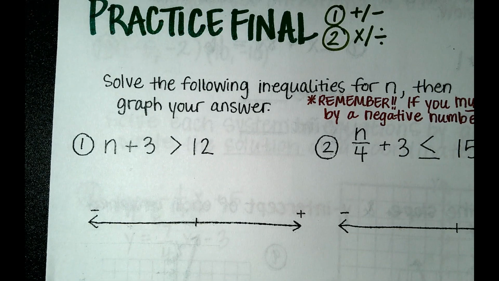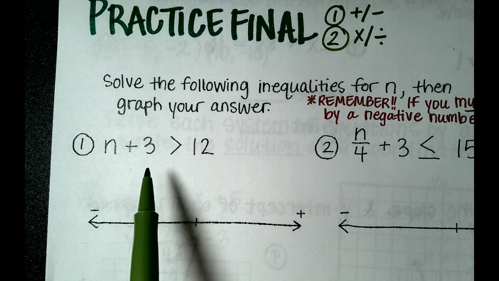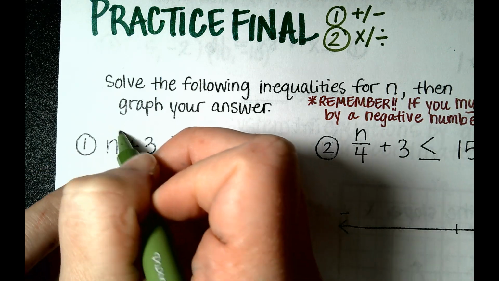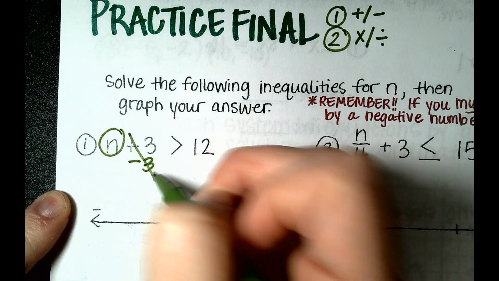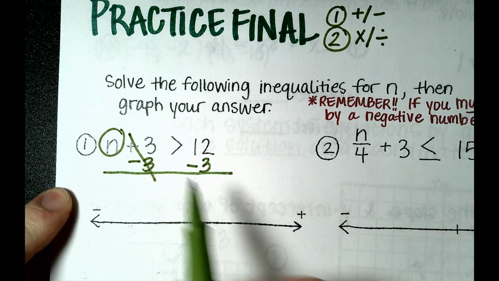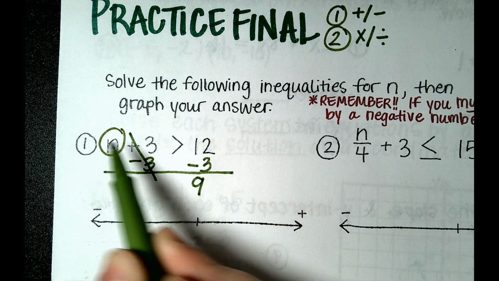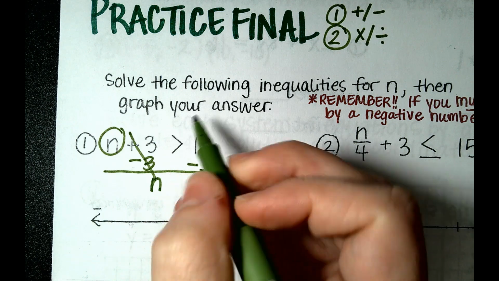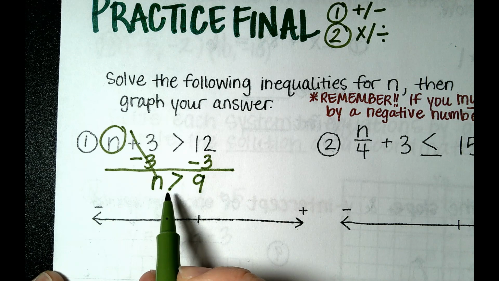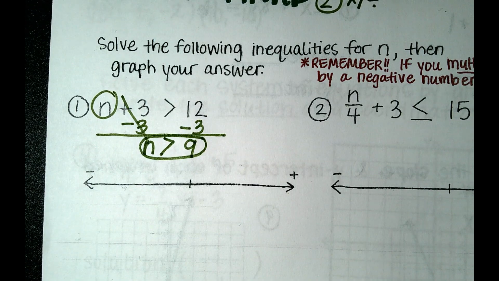So in number 1, what would I do to solve this? Yes, we're going to subtract 3 to get rid of it, because remember, the goal is to get n by itself. If I get rid of plus 3, now it's by itself. So I'm going to do that on both sides. What is 12 minus 3? 9. So I'm going to bring down my n, bring down my, what's this called? Greater than. n is greater than 9. So that's our answer. Now we want to graph it.